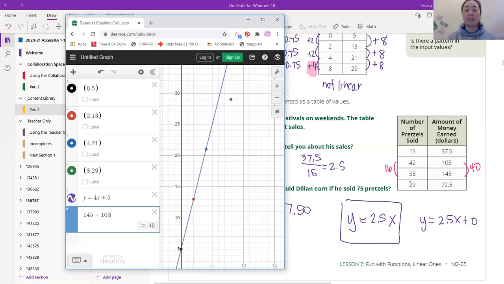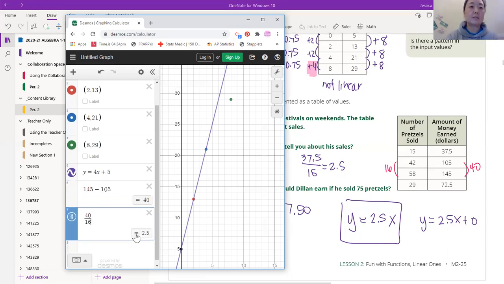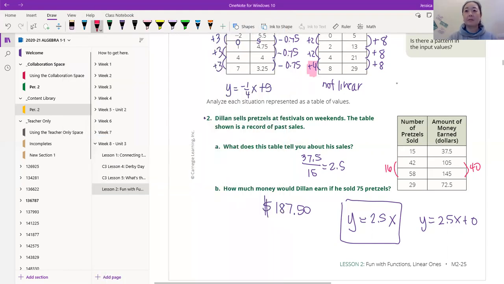And so what is 40 divided by 16? We get 2.5. We're like, what? Okay, it's just the same thing. So that would be 40 divided by 16, right?